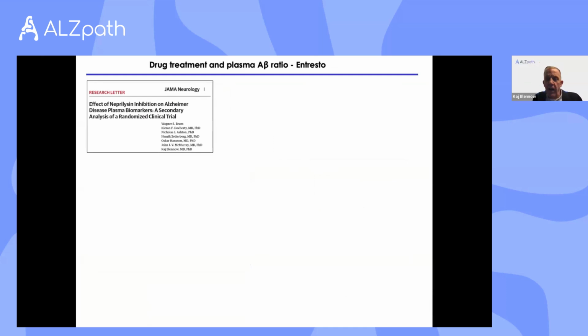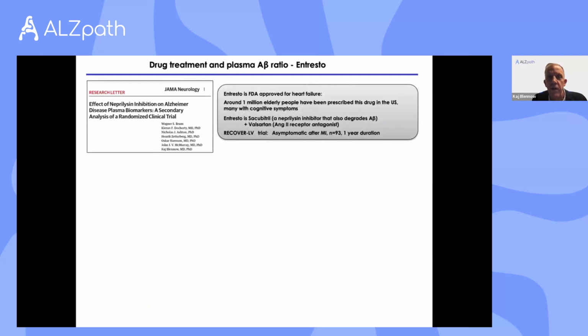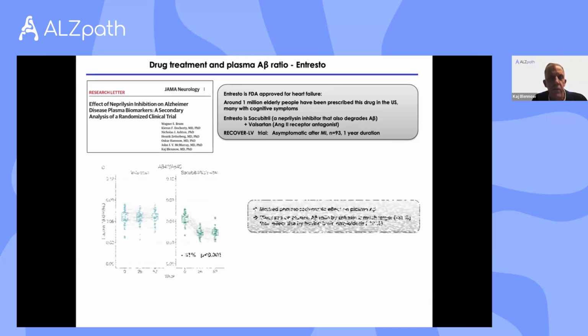Other things that can affect plasma A beta is drug treatment. So one commonly used drug, it's estimated that more than 1 million people in the US are on this drug. This is Entresto, sacubitril, which is a neprilysin inhibitor. And these are data from a 1-year clinical trial called the RECOVER study.